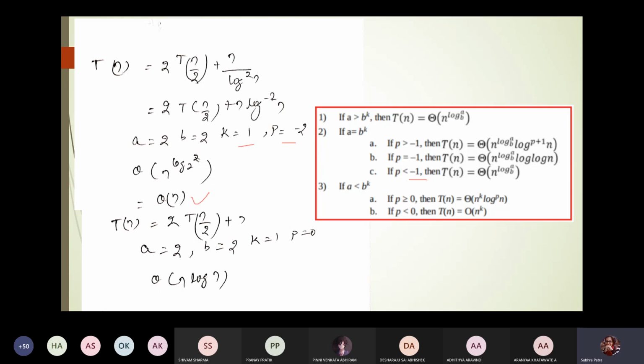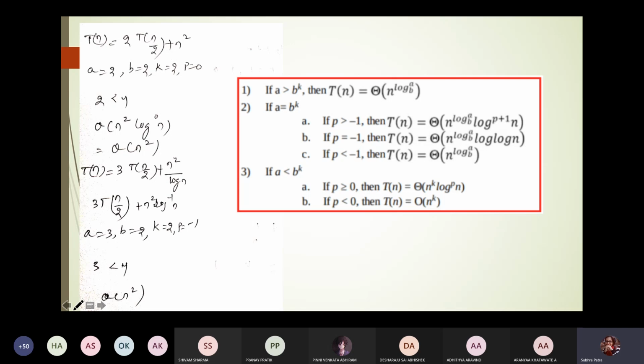If you take the next case, 2T(n/2) plus n, here A equal to 2, B equal to 2, K equal to 1, and P equal to 0, right? P equal to 0 means it is greater than minus 1, so the first case would be applied. So n raised to log A base B, log 2 base 2, has become 1. And this is multiplied by log to the power P plus 1 of n. P is 0, so it has become simply log n. So n log n.